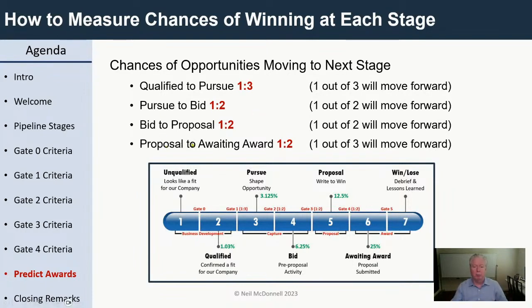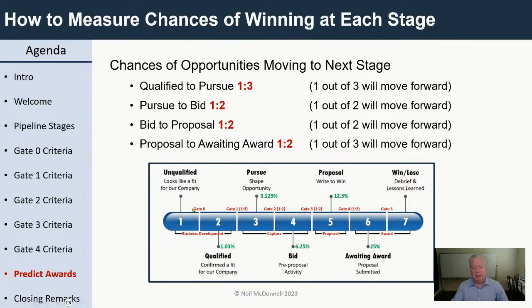And so it's the same thing when you get to proposal and awaiting award. There's opportunities that you start writing a proposal for, and then you just give up. Maybe the relationship in the team explodes. Maybe what the customer wants is changing. Maybe you begin to write it and it's just too complicated. You get to the pricing, you can't really get to a place where it's profitable. Whatever the reason, proposal to awaiting award, it's 1 out of 2.